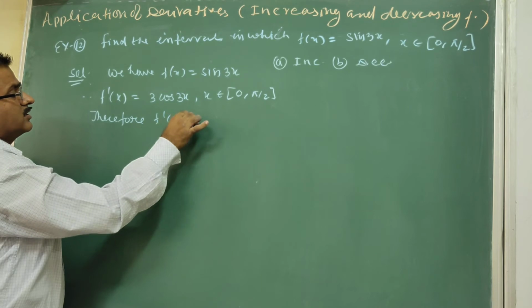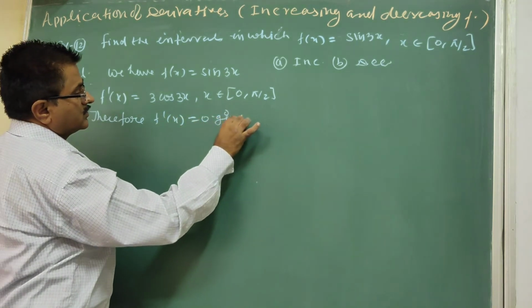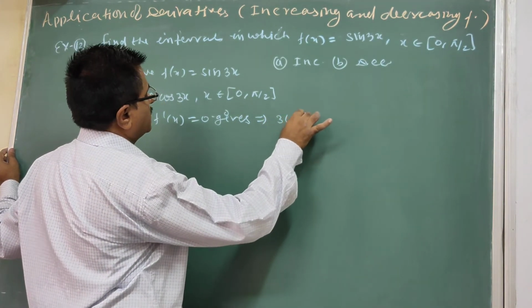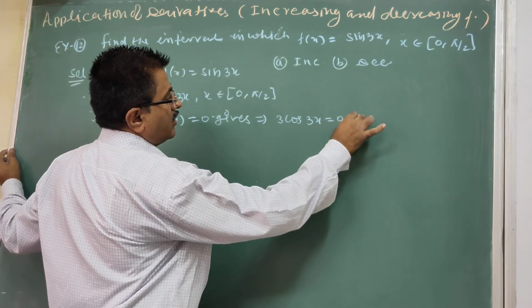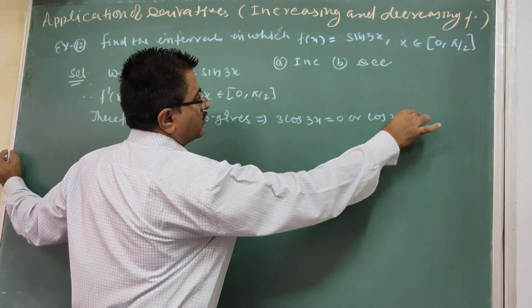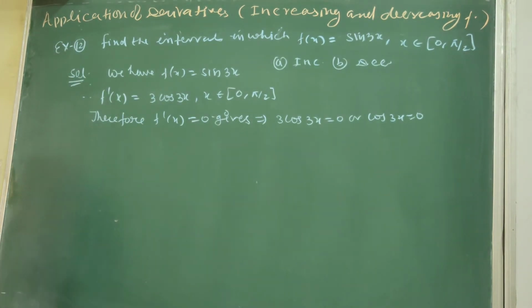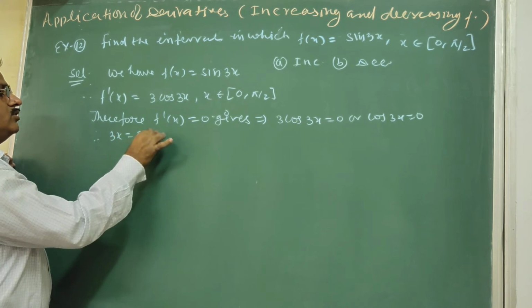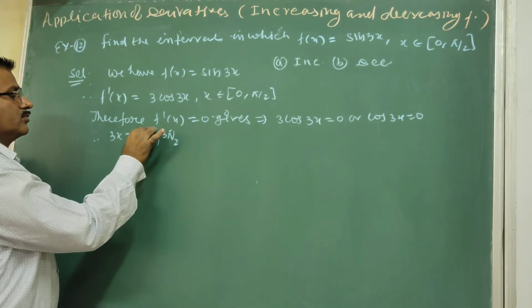f dash x equal to 0. If you put 0, then we get 3 cos 3x equal to 0, or cos 3x equal to 0. Now you know from trigonometry in 11th class at what angle cos theta is 0. That is pi by 2 and odd multiples of pi by 2. Clear? So therefore 3x equal to pi by 2 or 3 pi by 2.